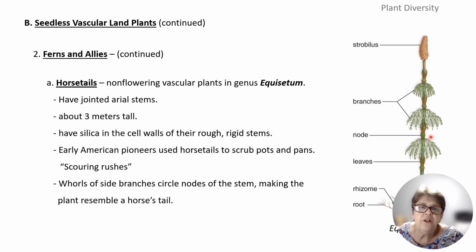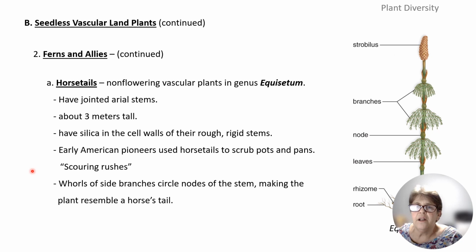They have jointed aerial stems. So aerial, above ground going up, and jointed, you see these little joints, and I can see them better on this screen, but there's little joints. They're about 3 meters tall, so they can get pretty tall.